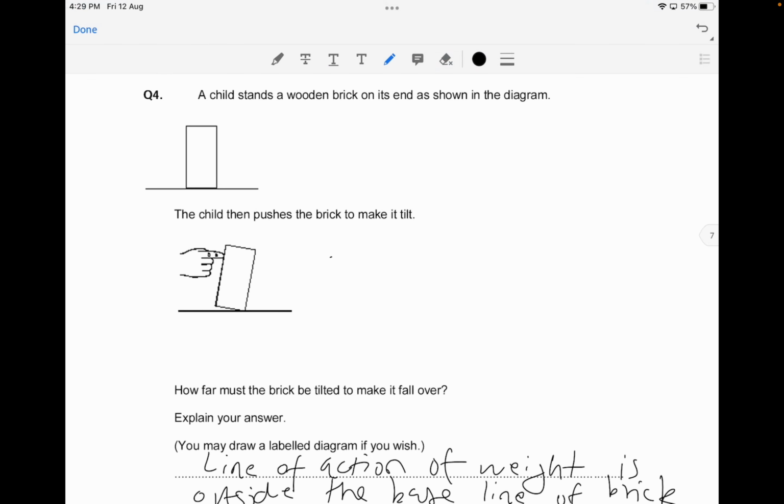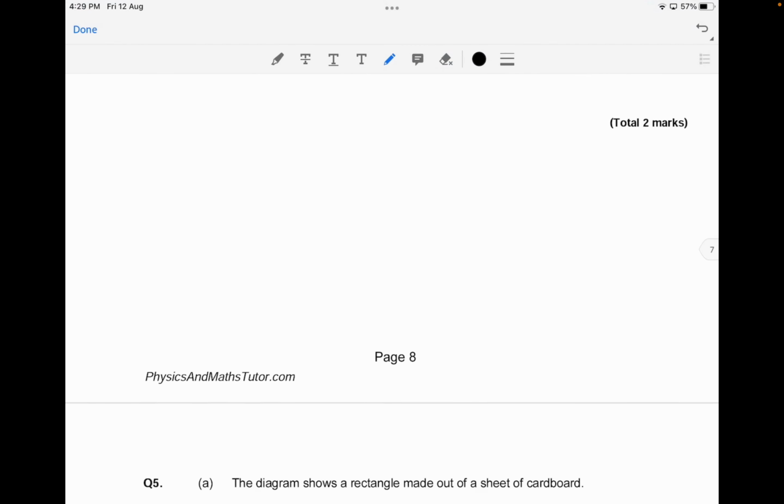All right, so how far should the brick be tilted? Maybe we can just draw a nice little hand there and show that more force should be added there. Or you can just draw a nice little diagram that the brick topples over. You should be getting approximately 1 mark for that. But your main intention for this question is to show that the vertical line through the center of mass is outside the baseline of the brick. So it shows the idea that weight acts through or near the center of gravity in this brick case. All right, let's move on to the next question.